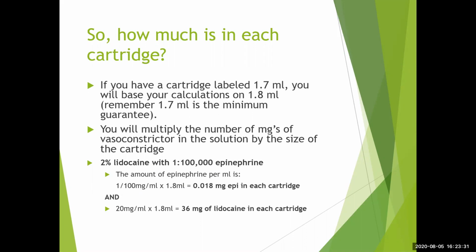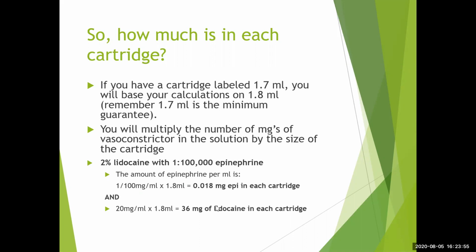So again, if you have a cartridge that's labeled 1.7 milliliters, we always do our calculations based on 1.8 milliliters because it's going to be closer to 1.8 milliliters in actuality. So what we're going to do is multiply the number of milligrams of vasoconstrictor in the solution by the size of the cartridge.